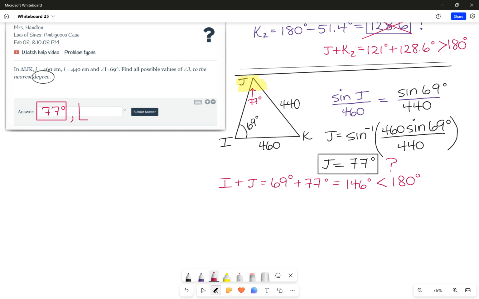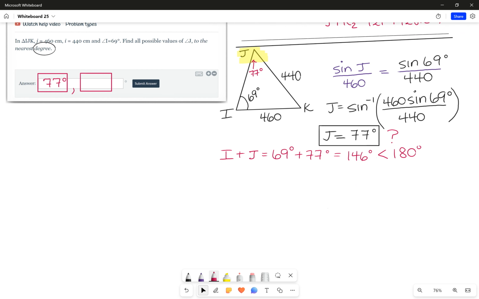Now the question is, does the supplement of this angle work? What is the supplement of angle J? Let's call it J number 2. It is going to be whatever angle causes 77 to become 180. So I have to subtract 180 minus 77 to get that value. 103 degrees. I'm going to box it here and put a question mark. Can J also be 103 degrees?